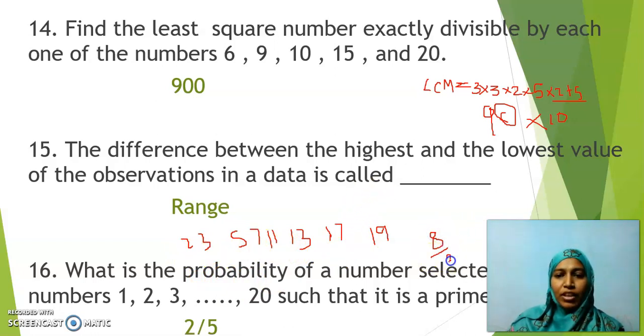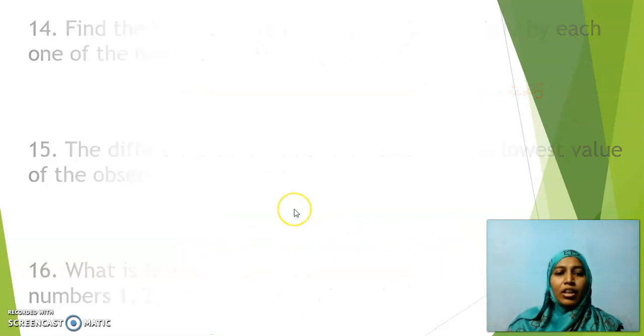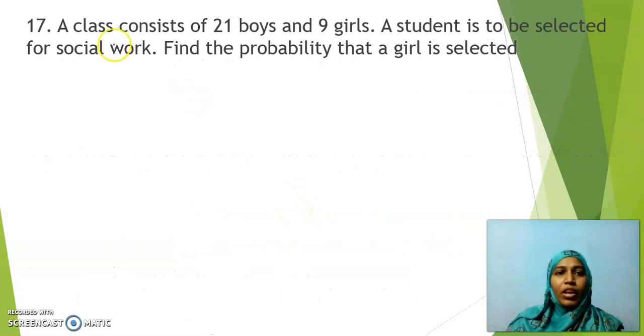I have to simplify this. In the 4 table, if I simplify now, 2 4s are 8, 5 4s are 20. So 2 by 5 is the probability. You have to find how many favorable outcomes. These are the favorable outcomes: 2, 3, 5, 7, 11, 13, 17 and 19. Total number of outcomes from 1 to 20, I have 20 numbers. So I got 8 by 20. Is it clear?